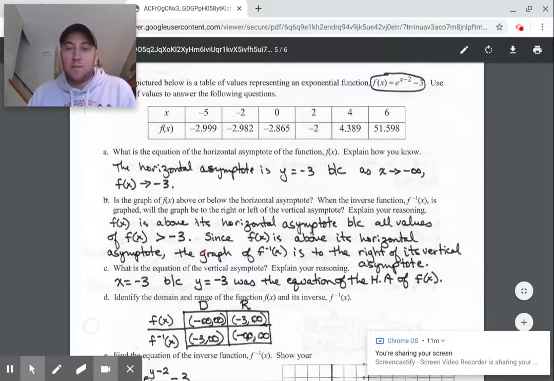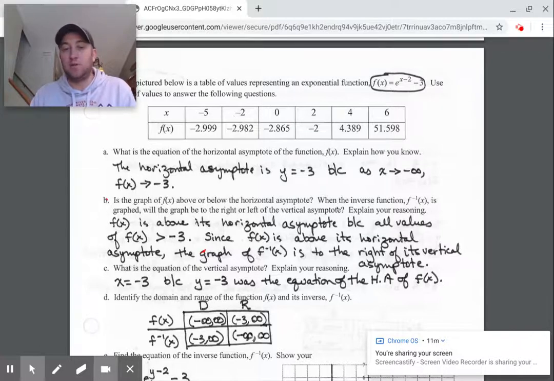Okay, so when the inverse function is graphed, will the graph be to the right or to the left? Well, since f of x is above its horizontal asymptote, then that means the graph of the inverse would be to the right of the vertical asymptote. C, what is the equation of the vertical asymptote? It would have to be x equals 3 because y equals 3 was the equation of the horizontal asymptote.